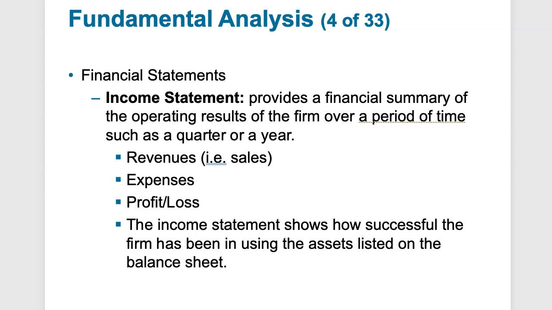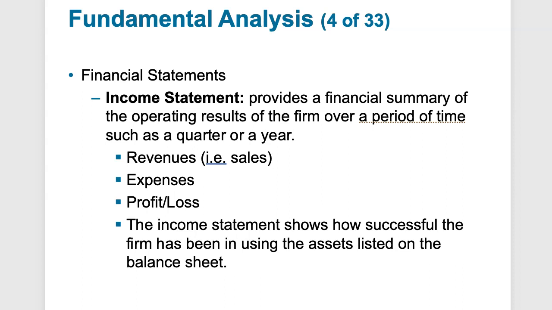So it's a summary of the company's operating results. It could be for a month, it could be for a quarter or a year. And it's basically going to start out with revenues, which are what did they sell? Then you can just subtract away from that the expenses, the costs of running the business, basically. And then you should come up with your profit or loss.